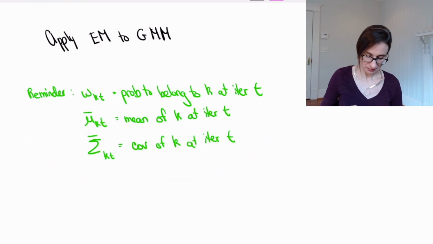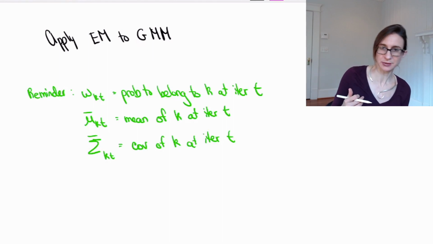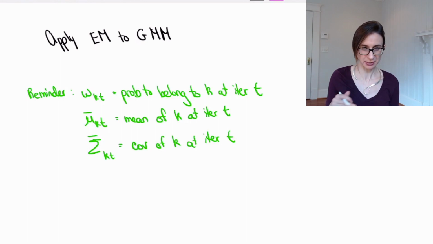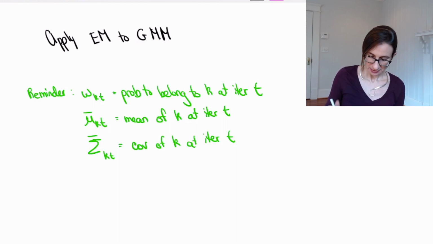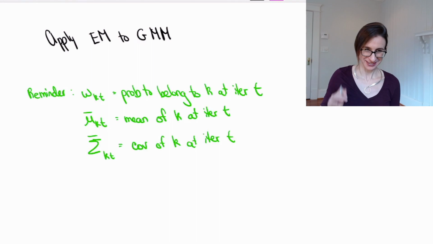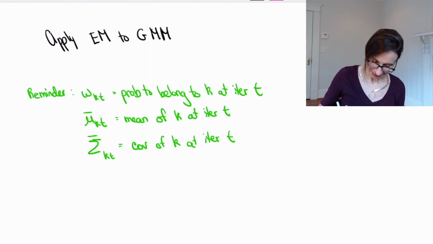At iteration t, we have estimates of each of these three things. W_k^t is the probability to belong to cluster k, our estimate of it at iteration t. Mu are the cluster centers at iteration t, and sigma are the covariances. So let's do it: E step and then the M step. Let's start with the E step.